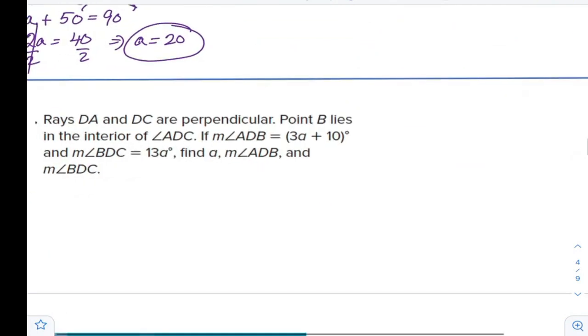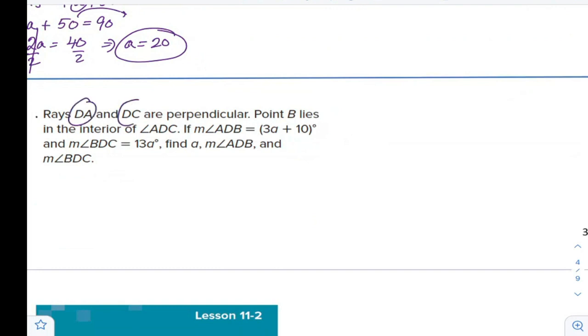Last question in this part, rays DA and DC. It's very obvious that they are intersecting at D, متقاطعان عند ال D, so they are perpendicular at D. معناها في D نقطة الالتقاء، الفيرتكس، هاي intersection point. This is DA and this is DC. They are perpendicular, يعني they make a right angle. Point B lies in the interior. Point B somewhere inside. B هنا في الداخل. ما قال بالنص ولا بالربع ولا شيء، بس مهم في الداخل.